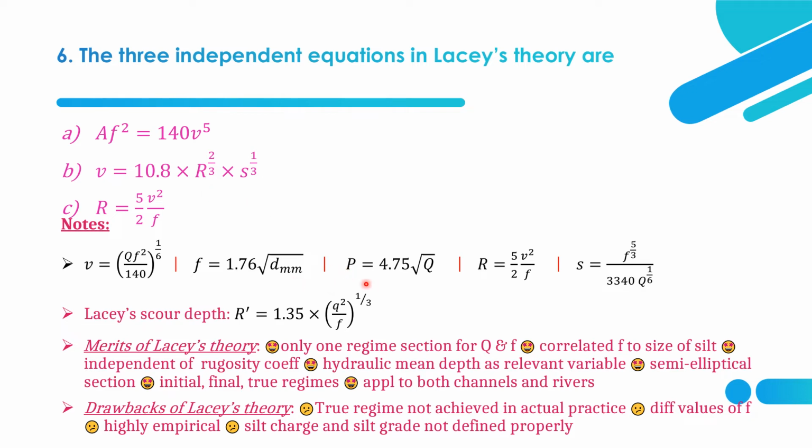And now next is the perimeter. Wetted perimeter is 4.75 root Q, and hydraulic mean depth is 5 by 2 V square by f, and S is the side slope.